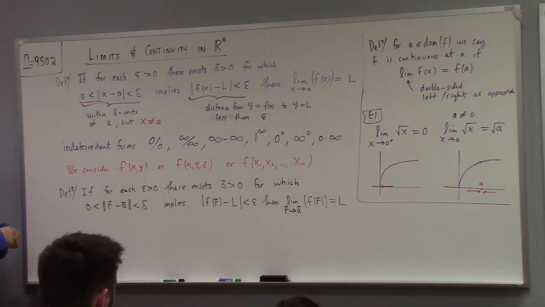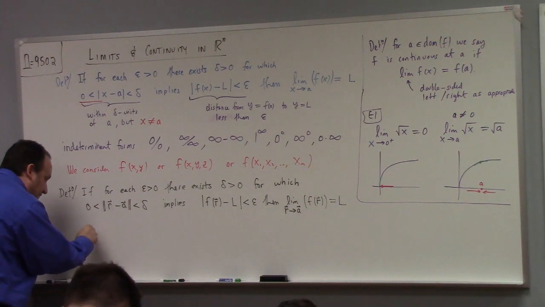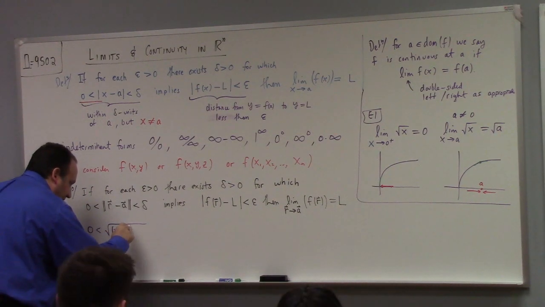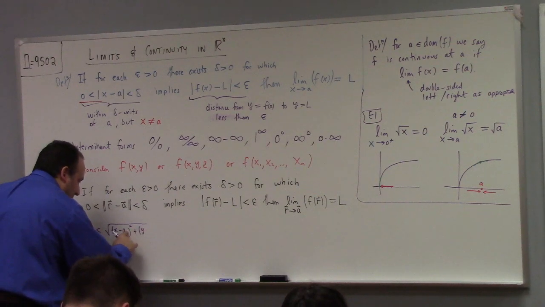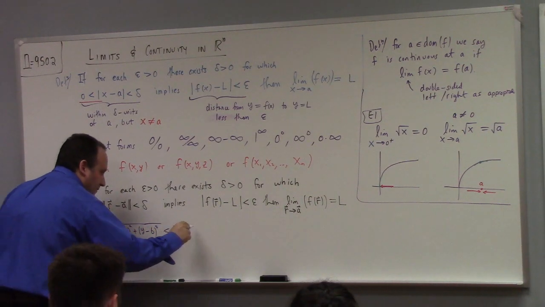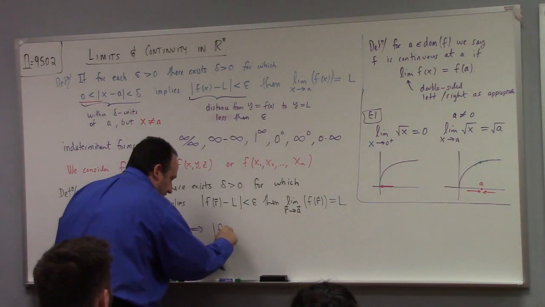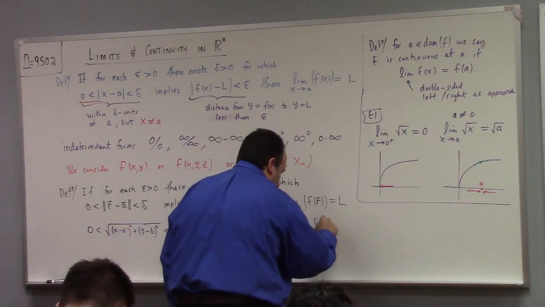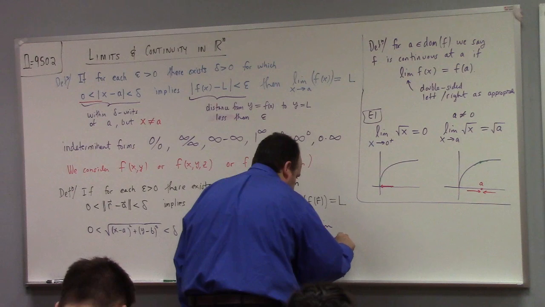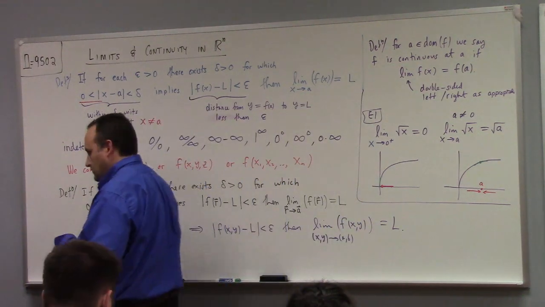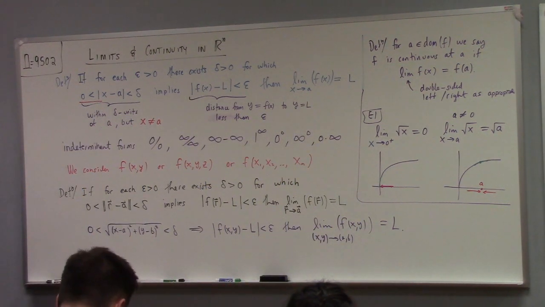Let me just specialize this for 2 dimensions for a second. So in 2 dimensions, this would look something like 0 less than the square root of x minus a1 squared plus y, or I could do a, b: x minus a squared plus y minus b squared, less than delta implies that the absolute value of f of x comma y minus L is less than epsilon. Then the limit as x comma y goes to a comma b of f of x comma y is equal to L. So that's what the second sentence of the definition in 2 dimensions looks like in detail.